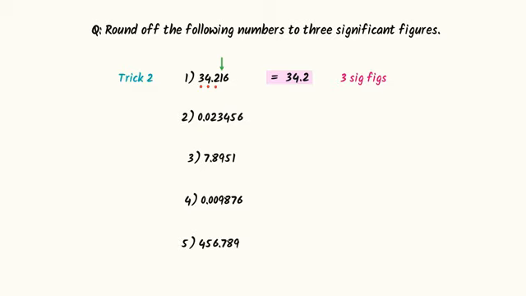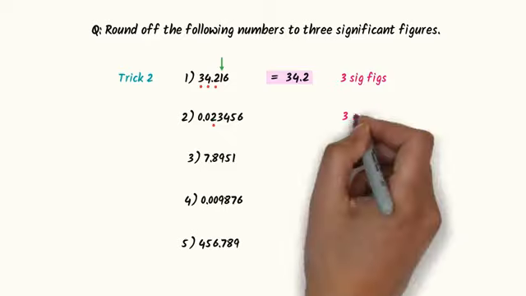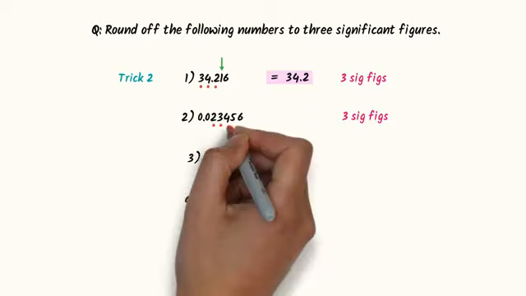The second number is 0.023456. Decimal point is present. We use the second trick. The first non-zero digit is 2 and counting till the end. Our three significant figures are 2, 3 and 4.